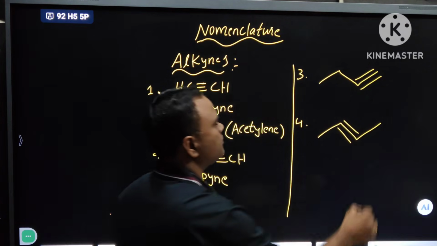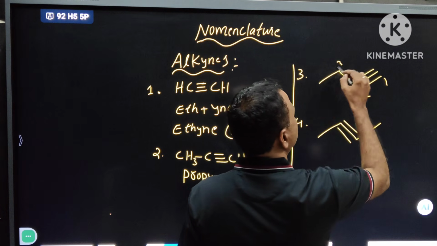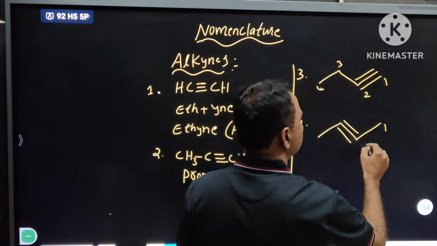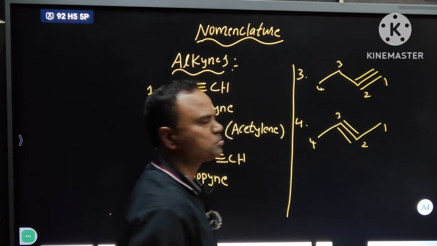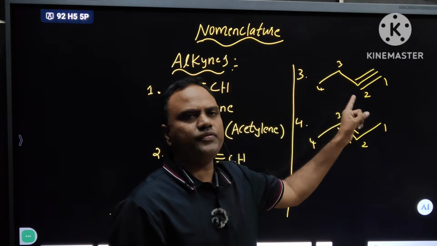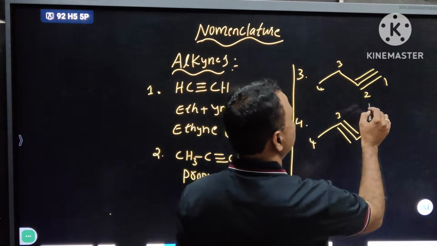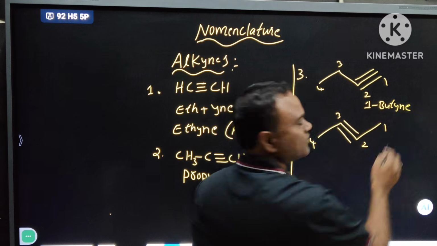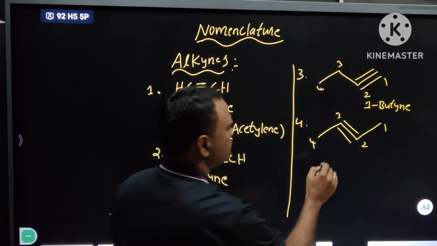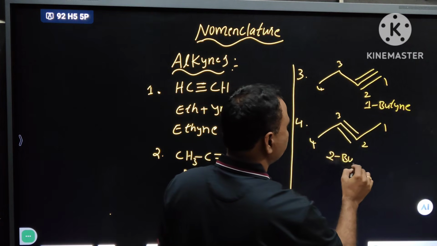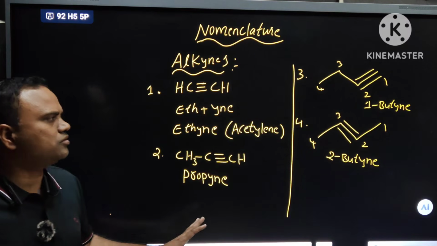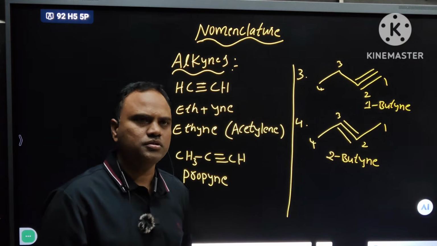Give the numbering 1, 2, 3, 4. The triple bond is starting at the first carbon, so this is 1-butyne. Total carbons are 4, so 1-butyne, and this is 2-butyne. I will send the notes, just observe.